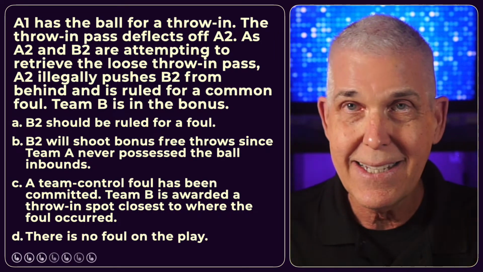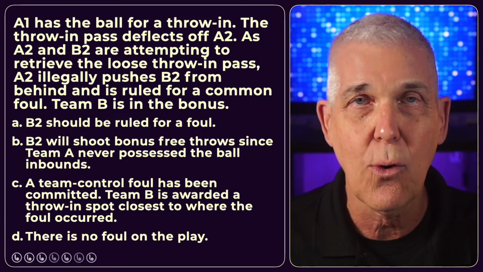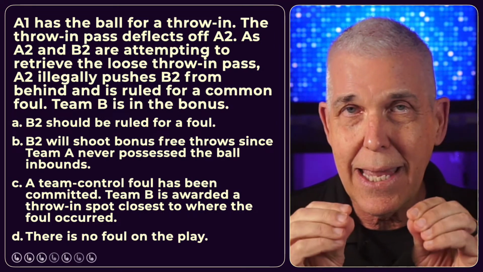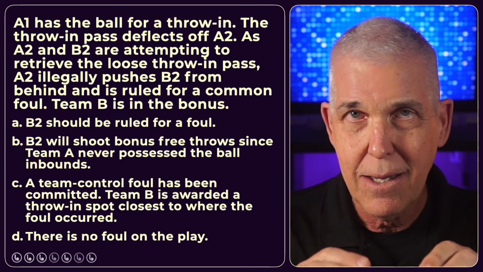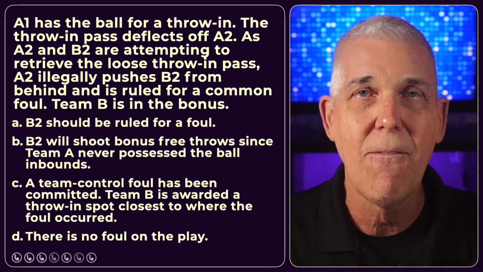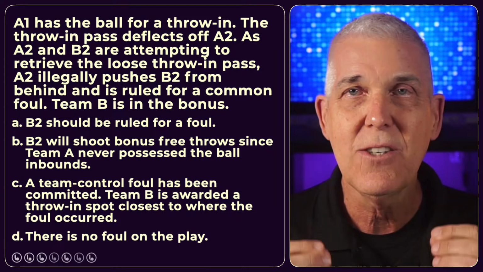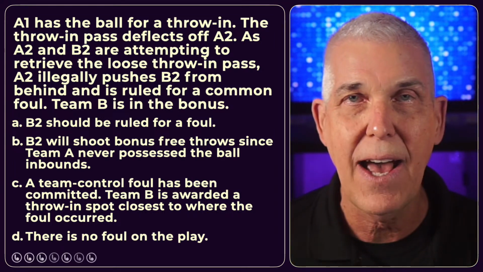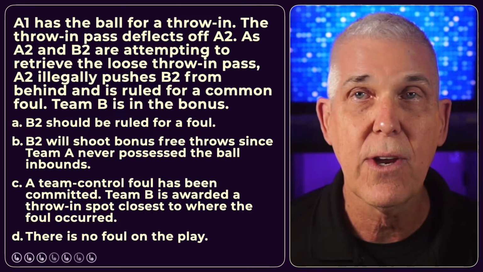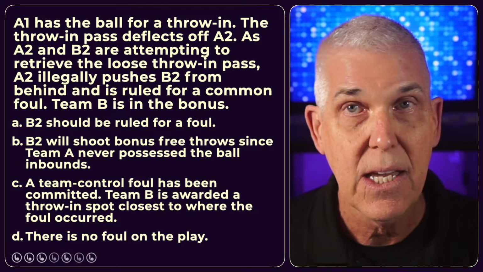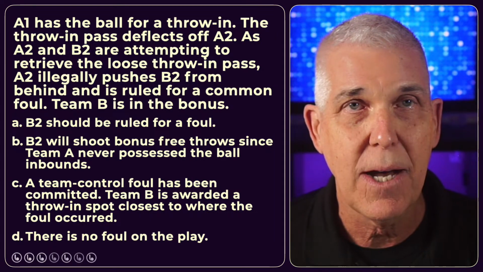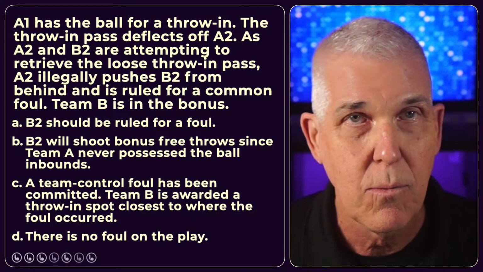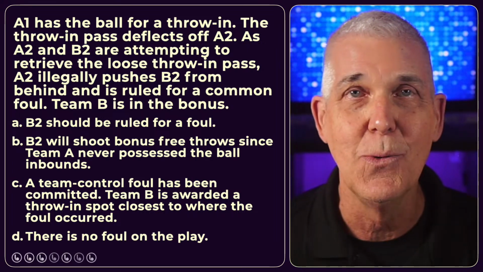We know that teams are given team control during a throw-in, and that team control only applies for the administration of fouls. So this foul that occurred in this situation should be ruled a team control foul, and therefore no free throws would be shot. Let's take a look at our possible answers. B2 should be ruled for a foul. Wait a minute. A2 pushed B2.